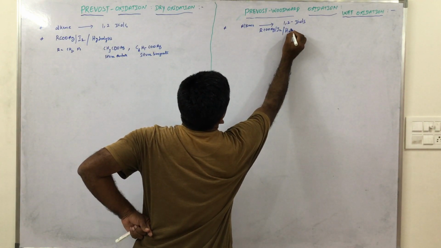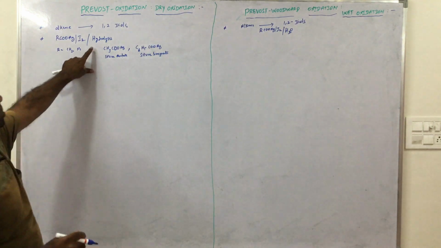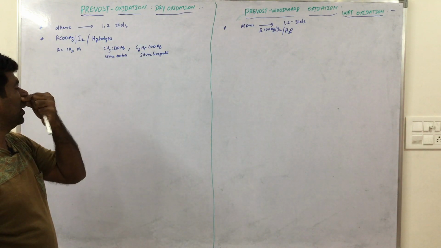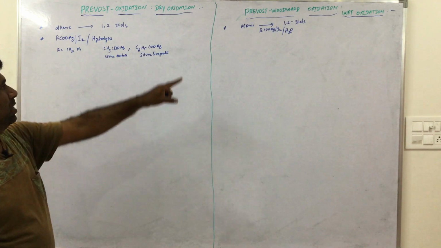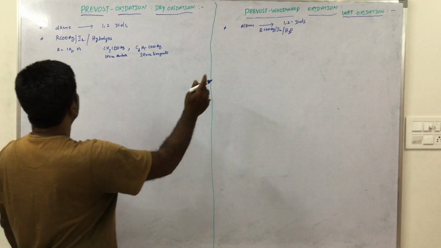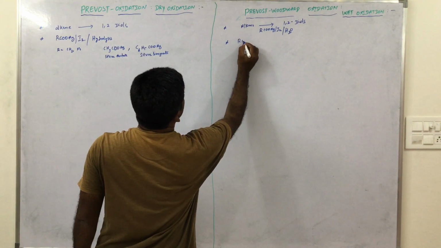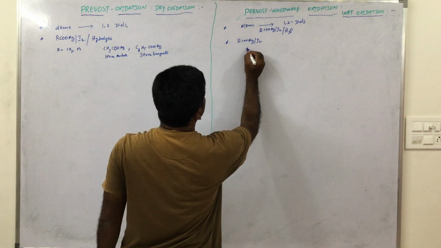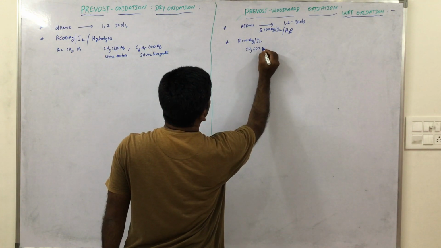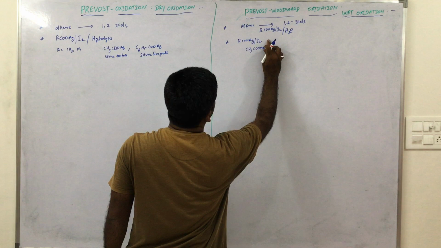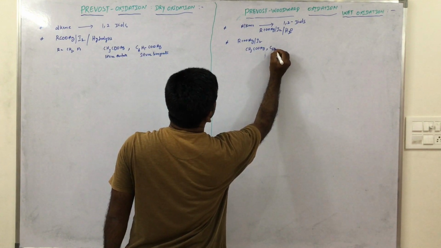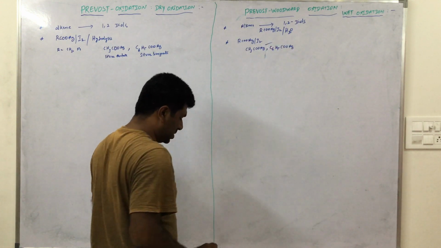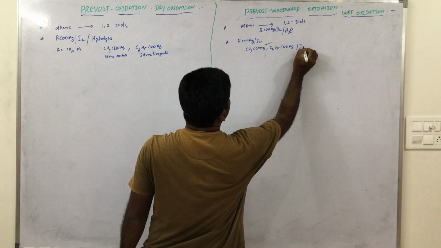Okay, here H2O is used. In the Prevost reaction there is no H2O, only hydrolysis. In the second step, hydrolysis, that is in total wet condition, that's why we use H2O. Here also the same: RCOOAg and I2, here also CH3COOAg and C6H5COOAg. These two are the main important reagents in the presence of I2.